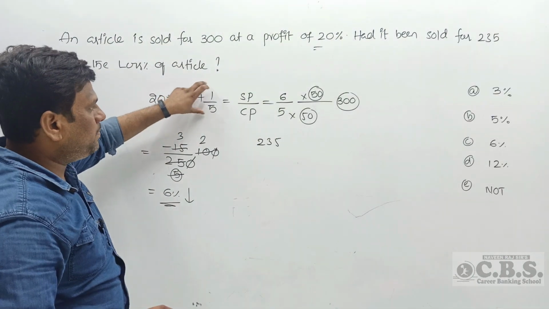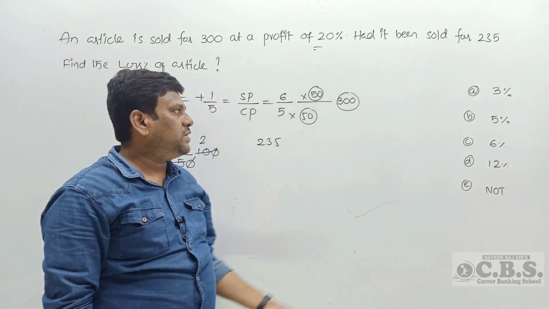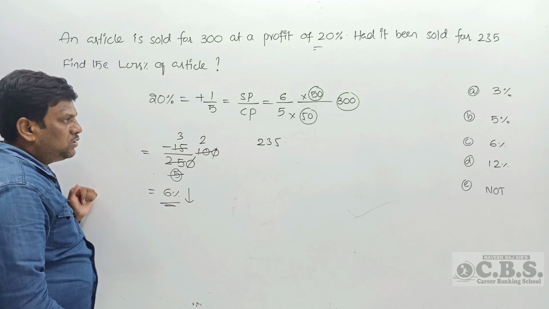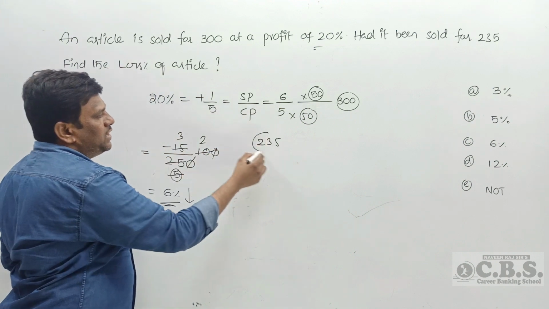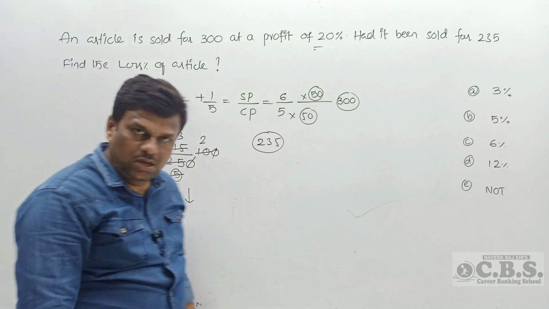20% means what? 1 by 5. Therefore cost price is 5 rupees, profit is 1 rupee. Therefore 6 parts is 300. What about 5 parts? So 250. So when he sold at 235, it is a 15 rupees loss. So what is the last percentage? 6% is the loss percentage.